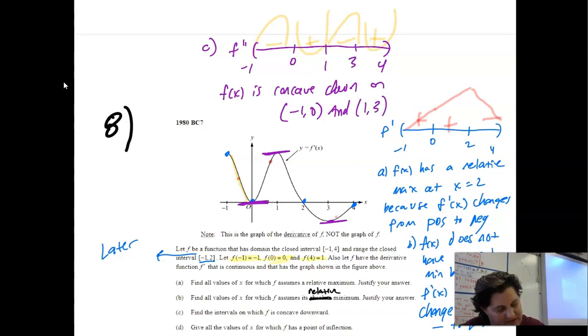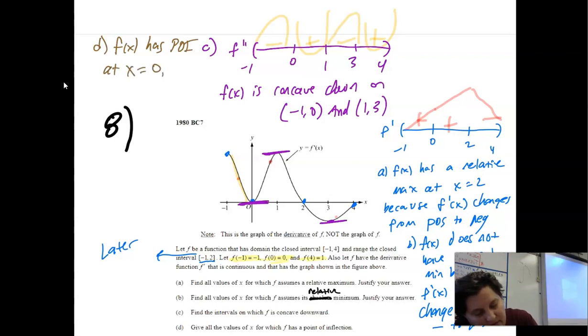Give all the values for which it has points of inflection. Part D. F of x has a point of inflection at x equals 0, 1, and 3. Neither of those say justify, so you don't have to justify. Okay? If it says justify your answer or give a reason for your answer, you need to be able to give a reason for it.